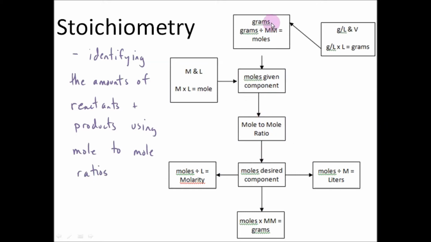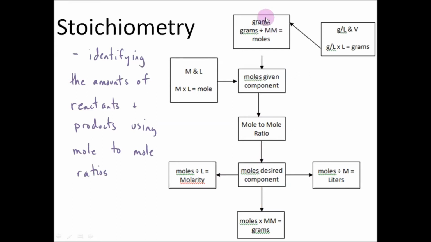With stoichiometry, we will typically start with grams, and we will convert that grams into moles by dividing by the molar mass of the component. And then once we're in moles, we can change from moles of one component to the moles of any other component in a balanced equation using that mole-to-mole ratio. Once we have moles, we can go all sorts of places. Back to grams by multiplying by the new component's molar mass, or we can divide by liters to give ourselves molarity if we're dealing with a solution, or we can divide by molarity if we're already given a concentration and figure out volume. So we have lots of different avenues in our stoichiometry problem solving.